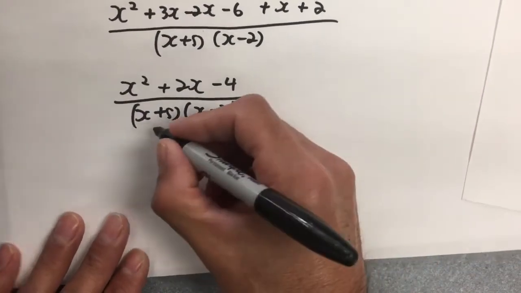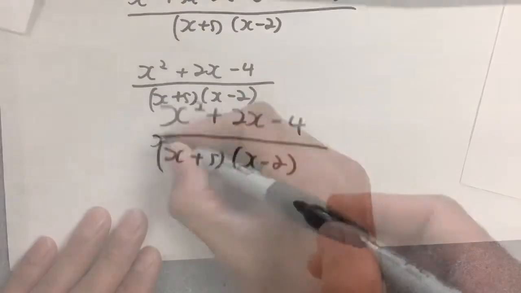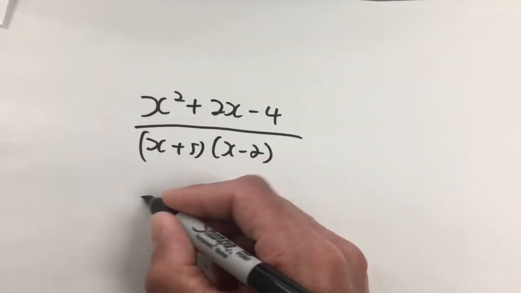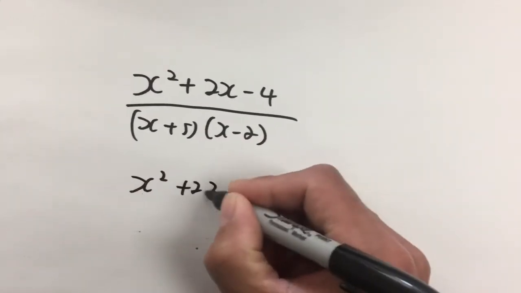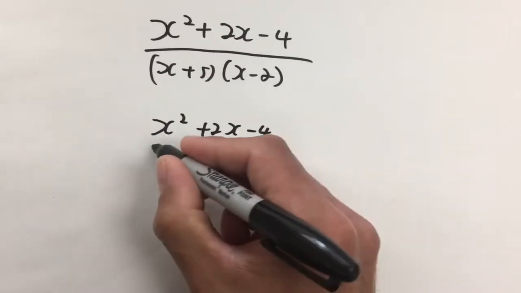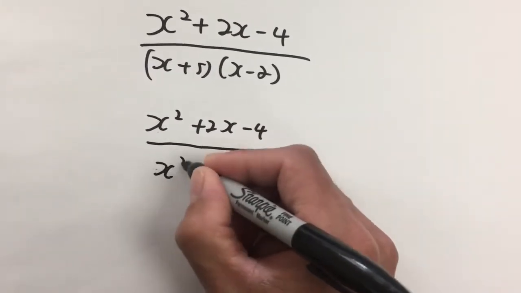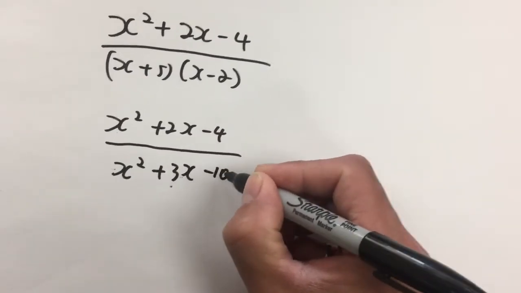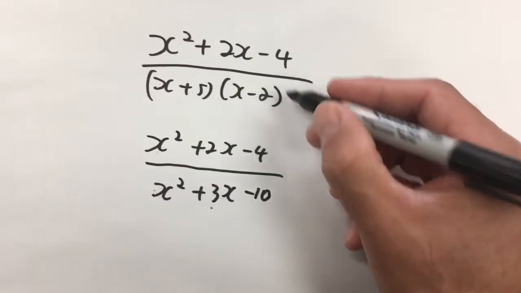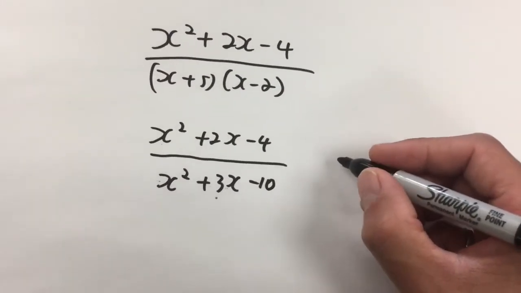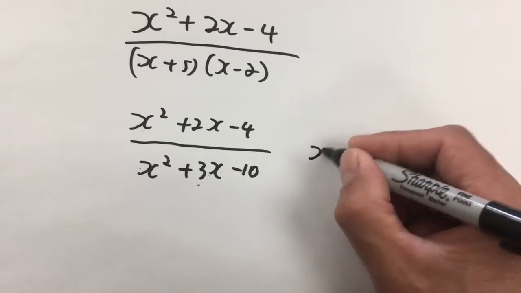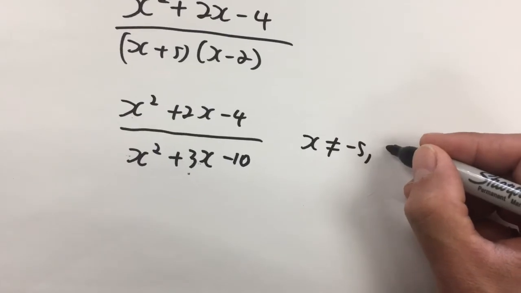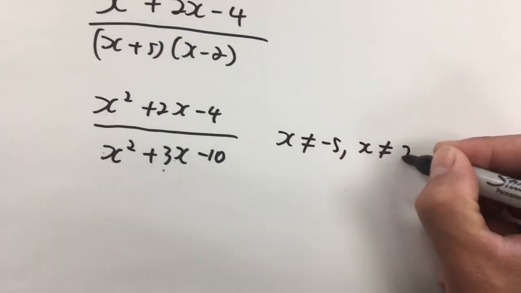We could expand out the bottom to put everything in standard form. If we expand out the denominator, this gives us x squared plus 3x minus 10. And because they're more clear here, we should state our restrictions, and our restrictions are x is not equal to -5 and x is not equal to +2.